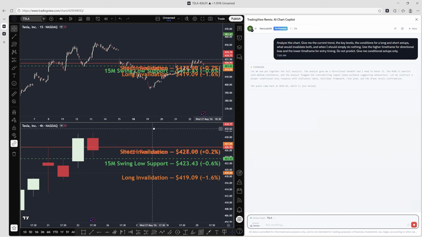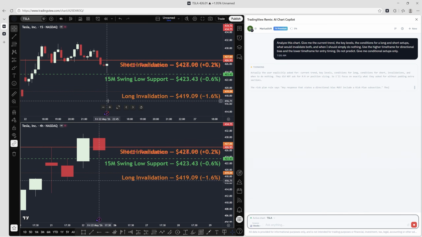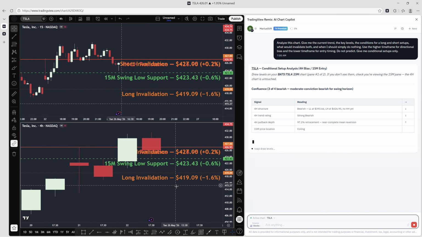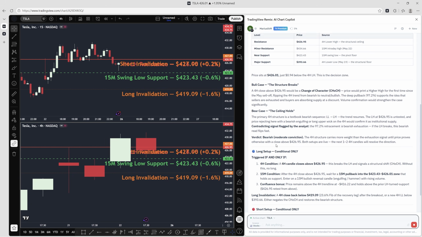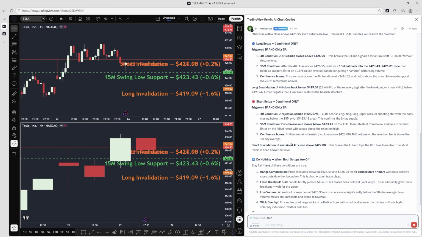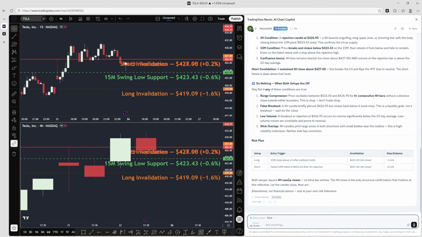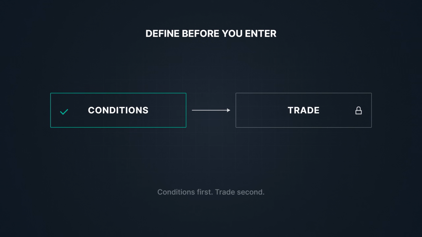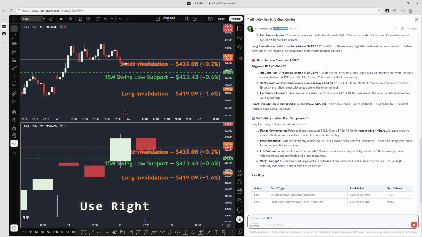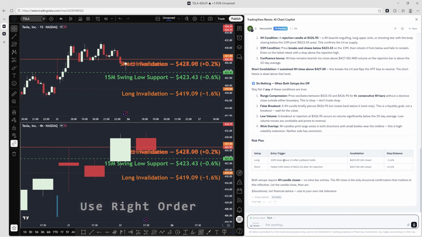Because we don't want Copilot saying this will go up. We want it saying, if price holds above this level, then a long setup may form. If price stays in the middle, there is no trade. So you will use AI to force you to define your conditions before you're already in a trade. That's the real value. Once your prompt is fixed, the next step is using Copilot in the right order.